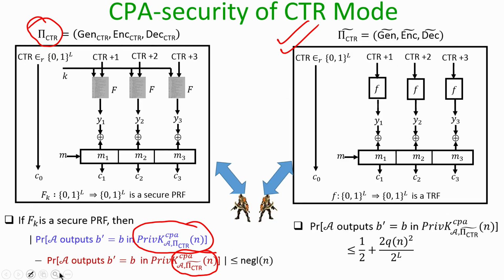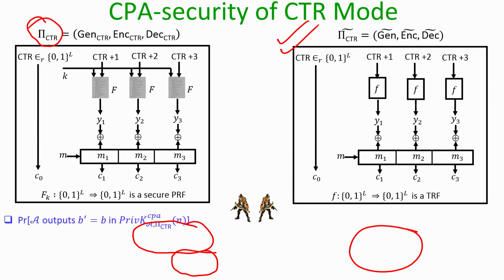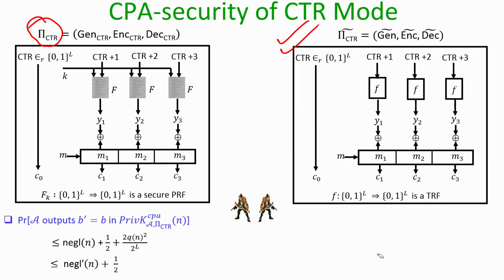And since we know that the adversary winning the CPA game against the truly random function based counter mode of operation is 1 by 2 plus 2 q n square by 2 power l, by reshuffling the terms we end up getting that the counter mode of operation using the pseudo random function is also CPA secure. That is what we end up showing, which concludes that the counter mode of operation is actually CPA secure. So, that brings me to the end of this lecture.